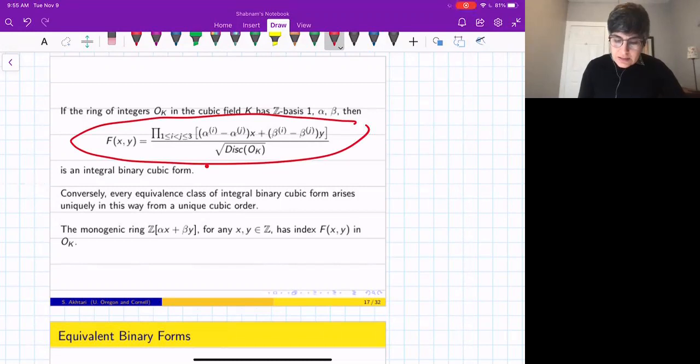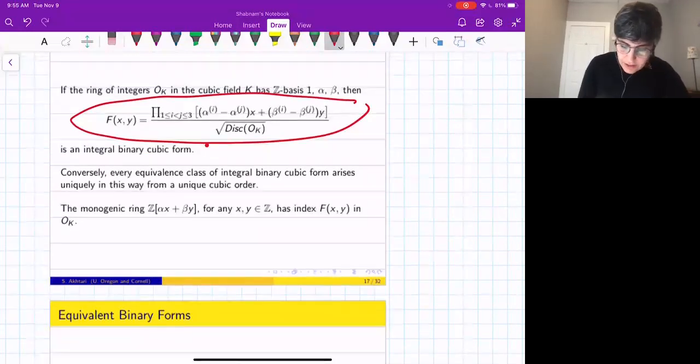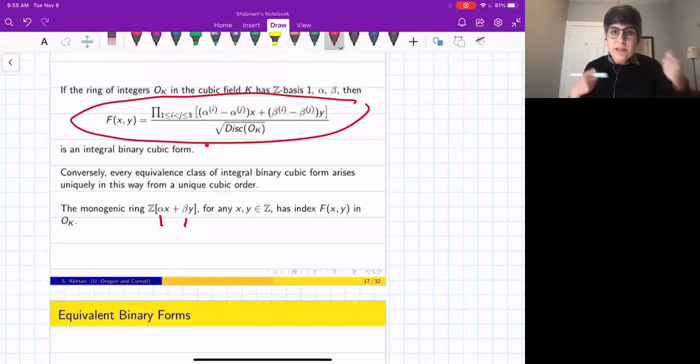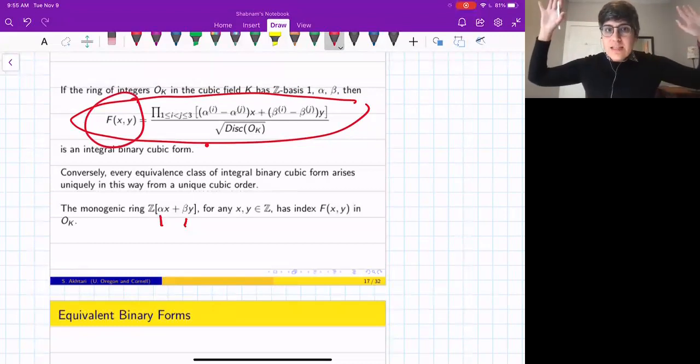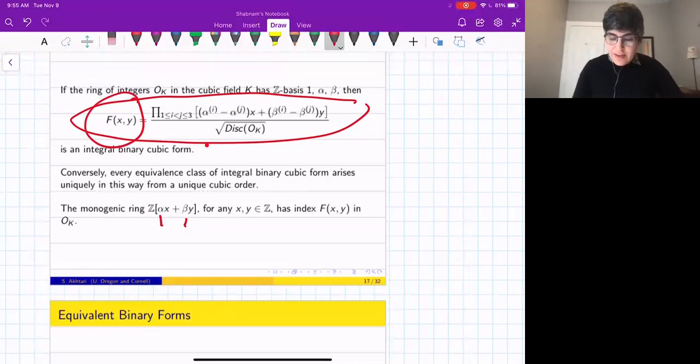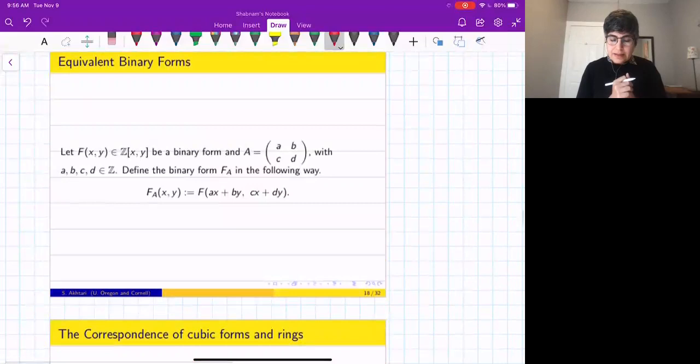And again, if alpha and beta are these alpha j, their algebraic conjugates, this ring Z joined alpha x plus beta y, for any integer values x and y that you put in here, would have the index equal to f of x and y, because that's the index form associated to that. And you have the freedom with x and y: you put any integers, of course you stay in your number field, and then f of x and y is the fixed cubic form that is associated to that.